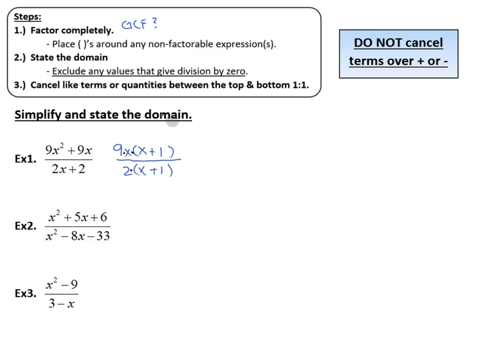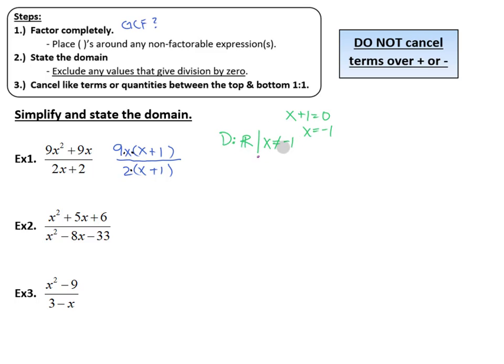So for our domain, what value or values of our variable would make the denominator equal 0? Well, in this case, this doesn't even have an x with it. That will never equal 0. That will always equal 2, so we don't have to worry about that. But when does this expression equal 0? Well, of course, we can take that off to the side and say, when does that equal 0? And that's when x equals -1. So our domain is all real numbers as long as x does not equal -1.